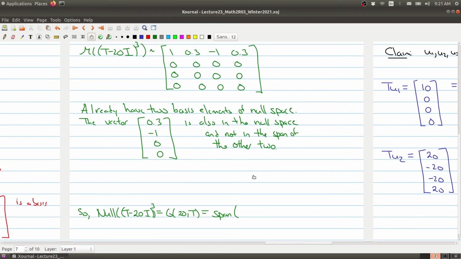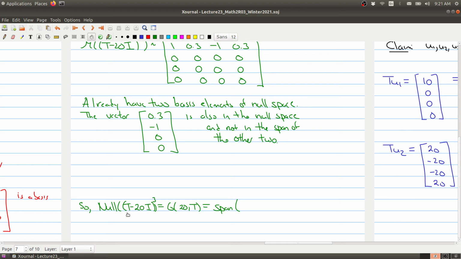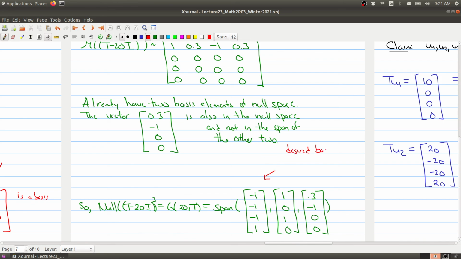So what we have then is that the null space of this operator, which is equal to the generalized eigenspace, is going to be the span of the following three vectors. We only have to find a basis of three elements because we proved that the generalized eigenspace has dimension 3. So we just needed to find a basis of three linearly independent elements. Let me write that down. It's our desired basis, since the multiplicity is 3, so we had to find a basis of 3 things.